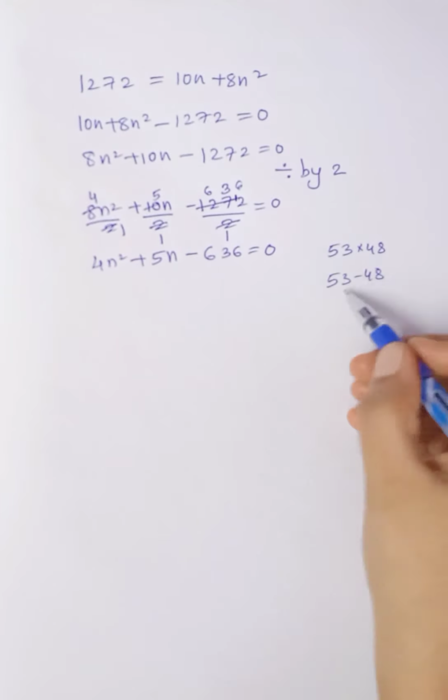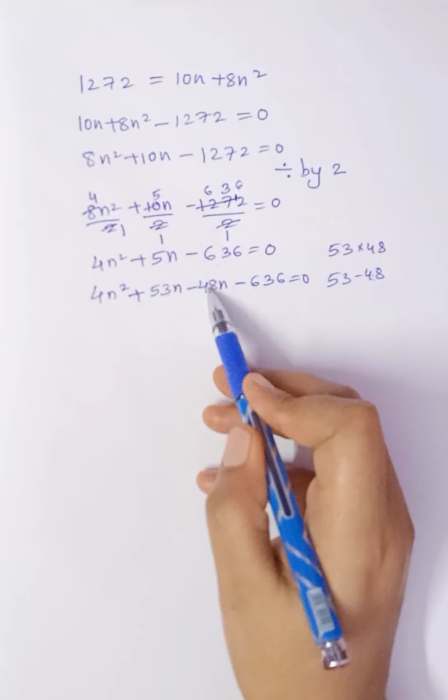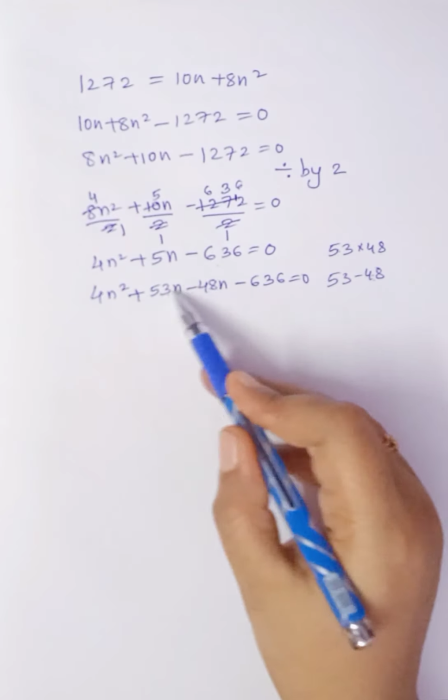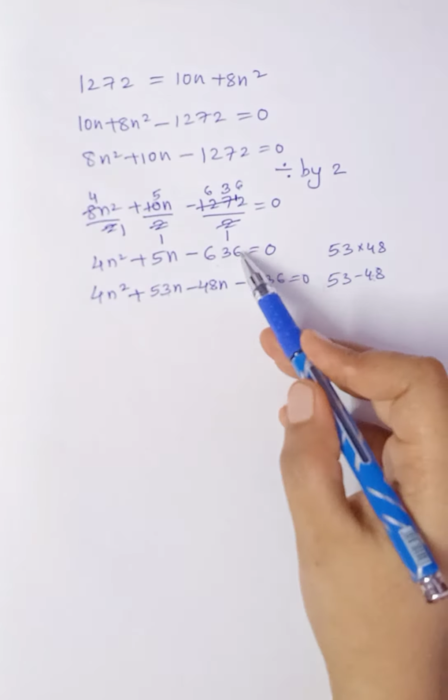So 4n square plus 53n minus 48n minus 636 is equal to 0. Okay, these two numbers I have taken here. So 53n minus 48n. If you subtract these two, I have got plus 5n. If you multiply these two, you are getting what? 636. Okay.